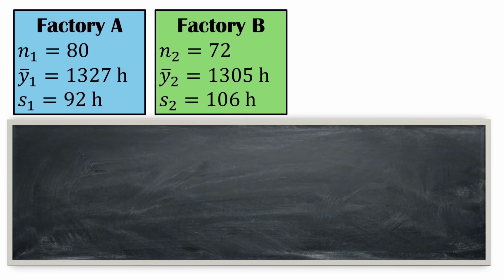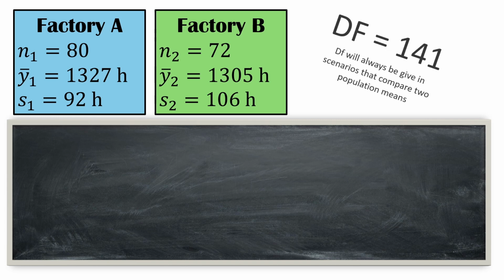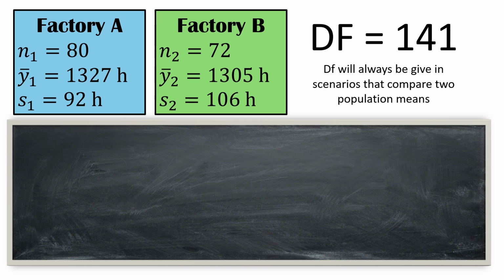So here's our information. There's one more piece of information I need to give you. Do you remember what that is? Whenever you're faced with a 2-sample t-test, we need to tell you what the degrees of freedom are. In this case, the degrees of freedom are 141. Yeah, it's 141.